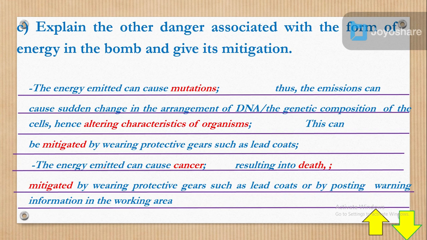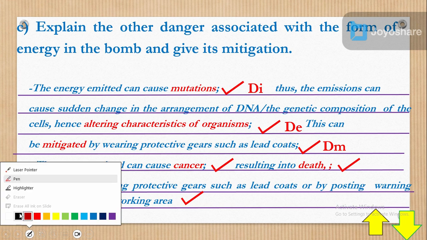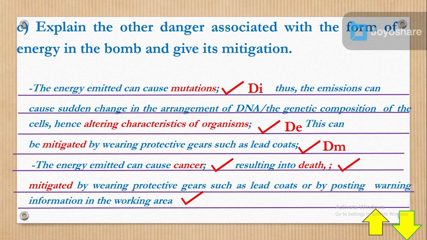Okay, let's see how the marking is done. So here we have our guide. You see that now they're saying the energy emitted can cause mutations. Now mutation is a danger identified. It is a danger, not that good. So a danger identified is mutation.